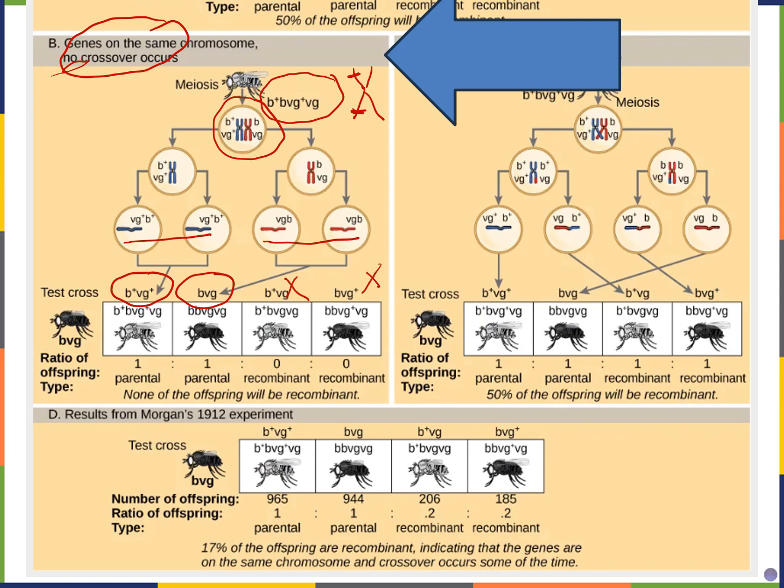So if I perform the same test cross with the same tester that I did in the previous slide, then I would see 50-50 over here, 50% of each type of parental types, but no recombinants.